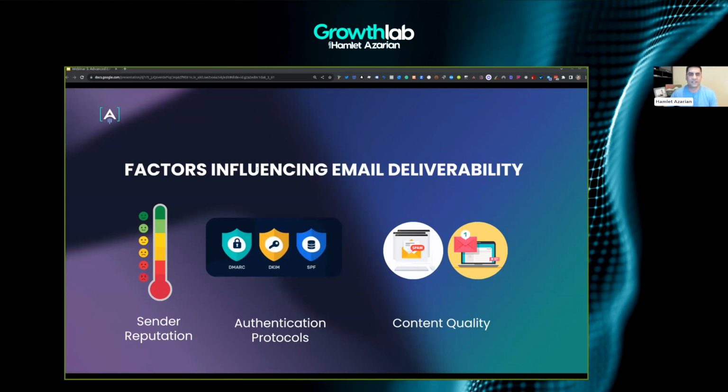The next is authentication protocols. There are 3 different ones that are critical that you always need to set up, regardless of what you do when you're first starting out. One is SPF, the next one is DKIM, and the third one is DMARC. SPF is the Sender Policy Framework. It's basically an email authentication protocol that protects you so you don't get spammed, and there's no spoofing and no phishing occurring on your particular domain.